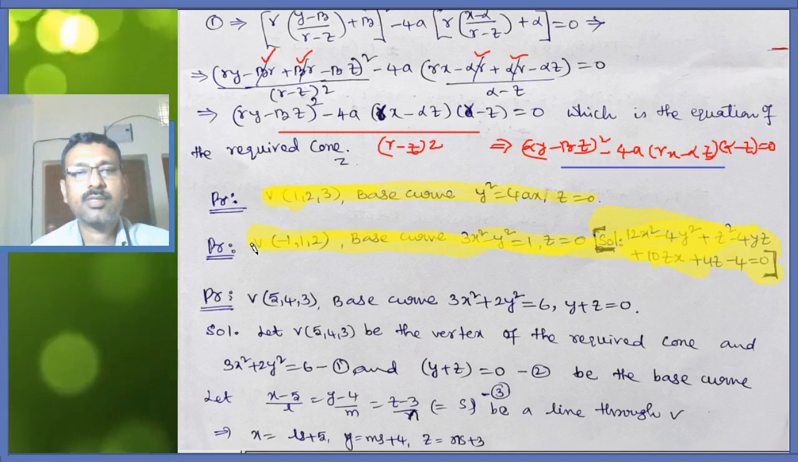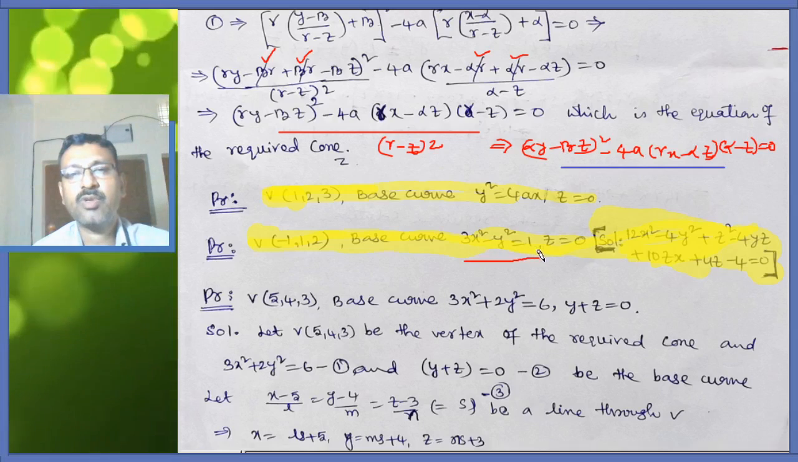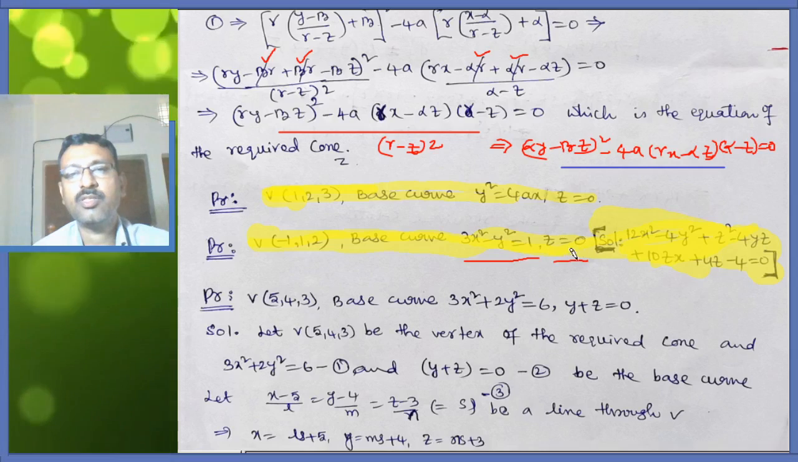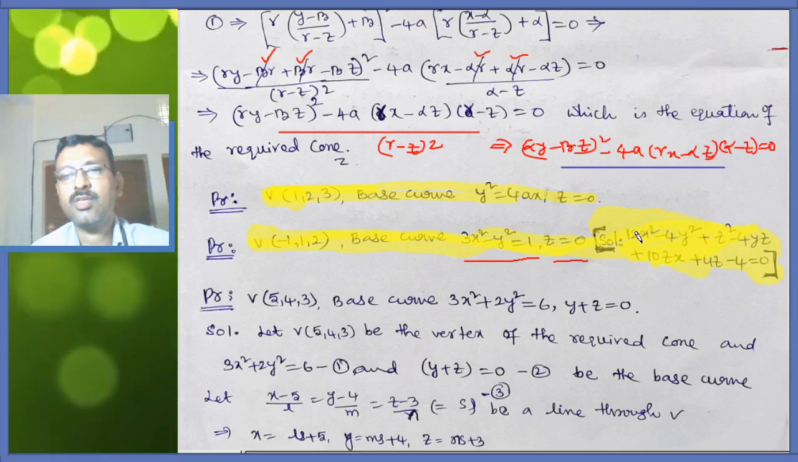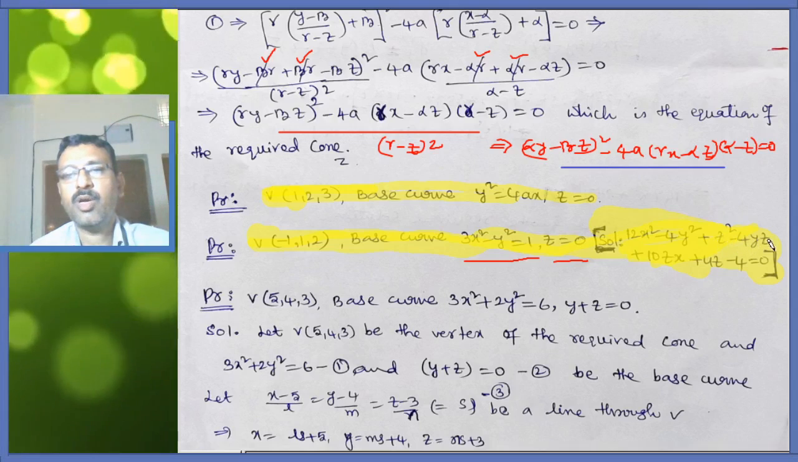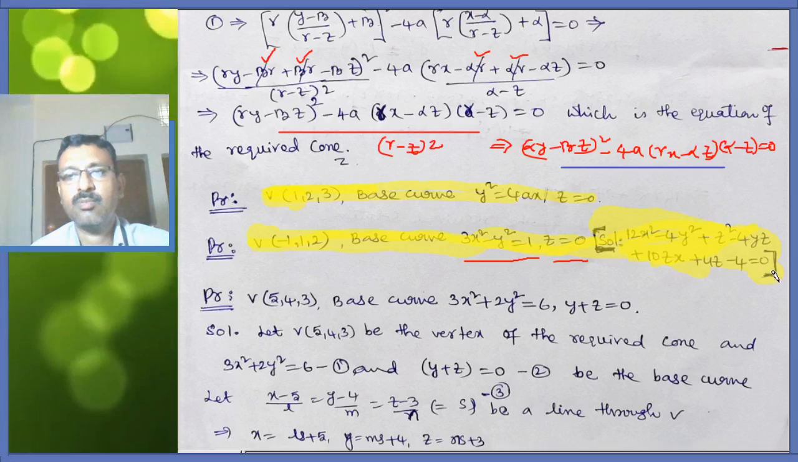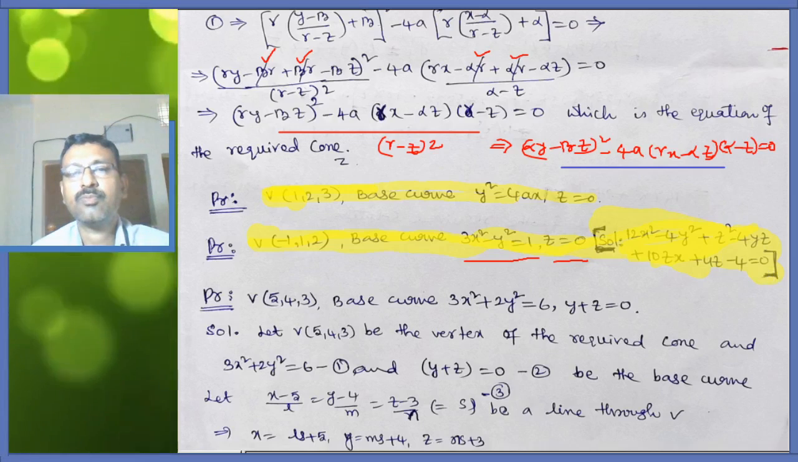Here the vertex V is minus 1, 1, 2 and the base curve is 3x square minus y square equal to 1 and z equal to 0. Here the solution is also given: 12x square minus 4y square plus z square minus 4zx plus 10zx plus 4z minus 4 equal to 0.